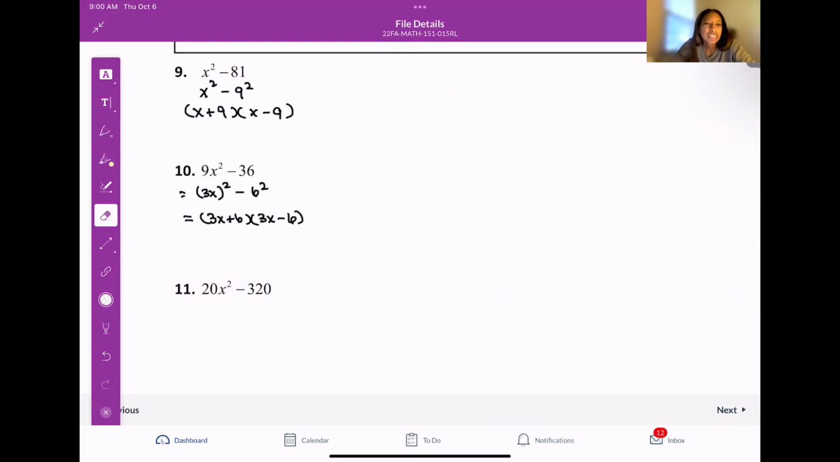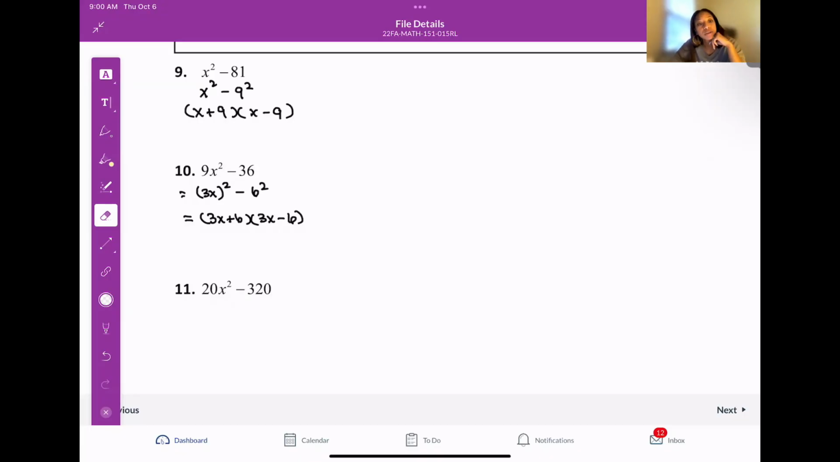Right. Notice the similarities and differences between 9, 10, and 11. For 9, we didn't have any coefficient in front of that x squared term, so it's clear to see that we have x and x for our first two terms in the binomials. For number 10, we have a 9x squared, but that worked out nicely because 9 is also a square. So 9x squared is just 3x all squared.